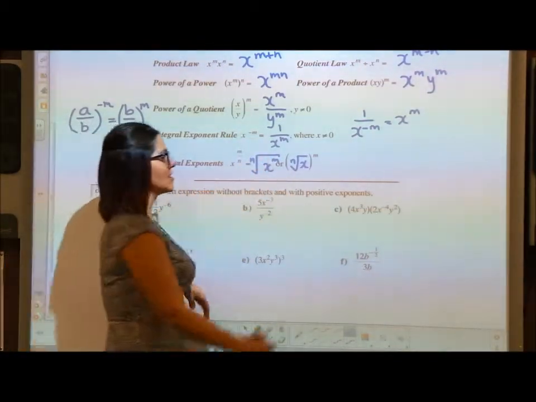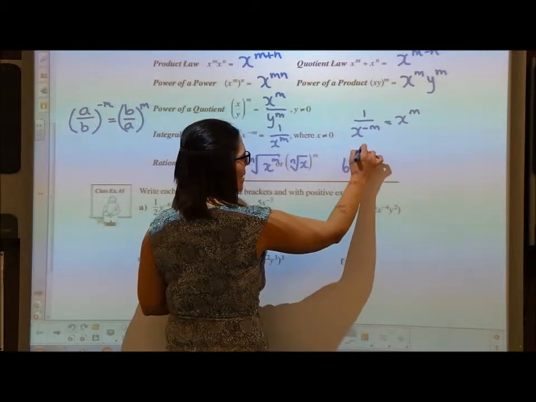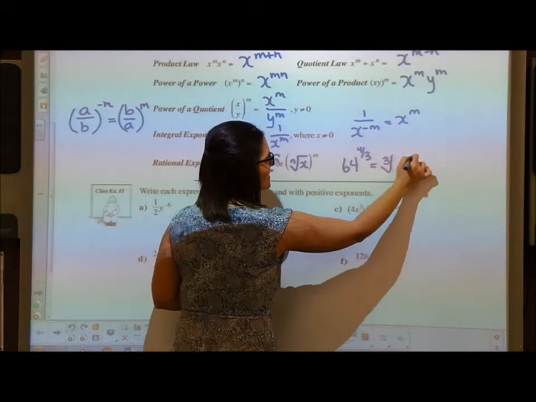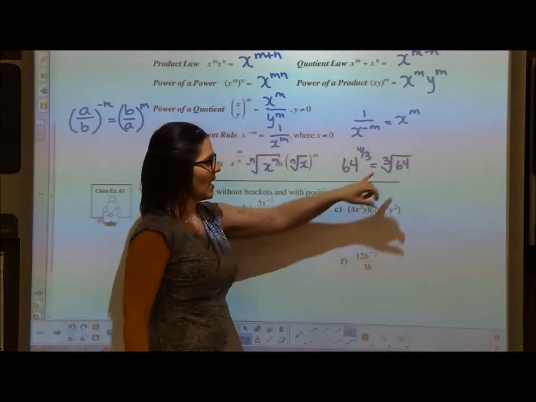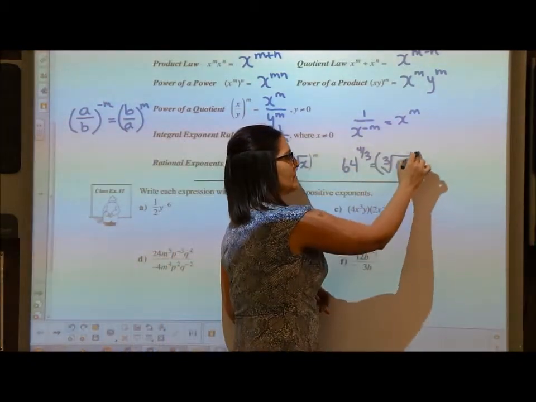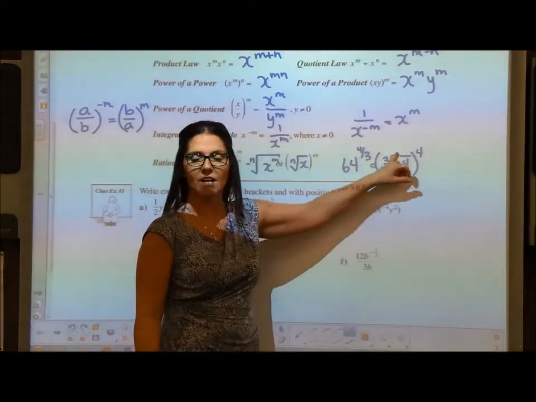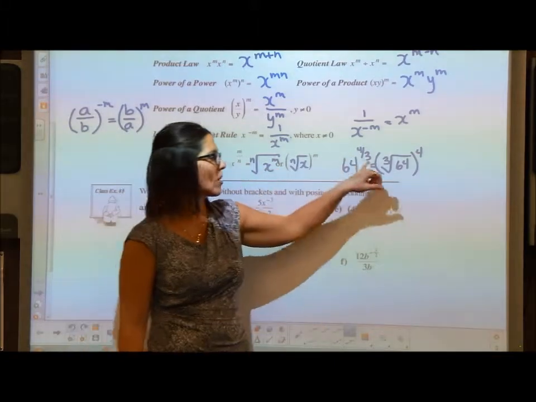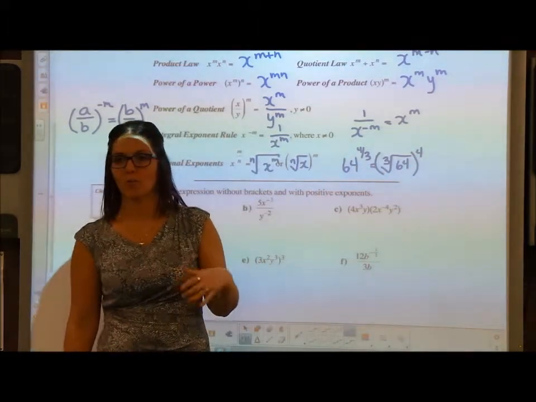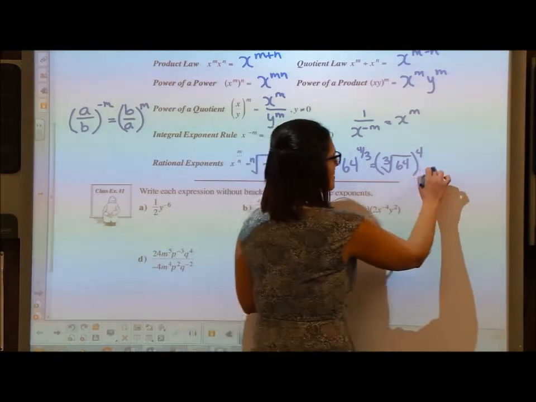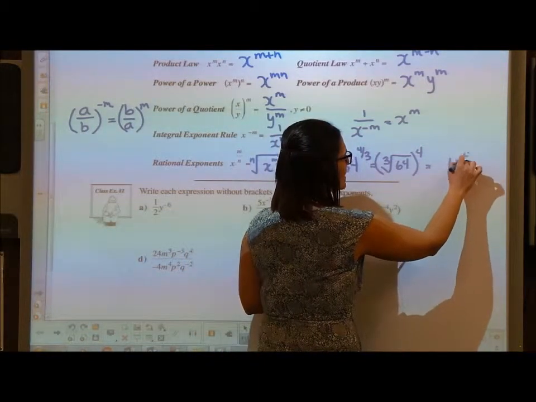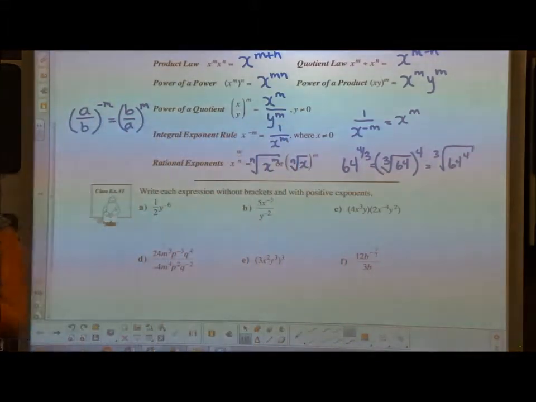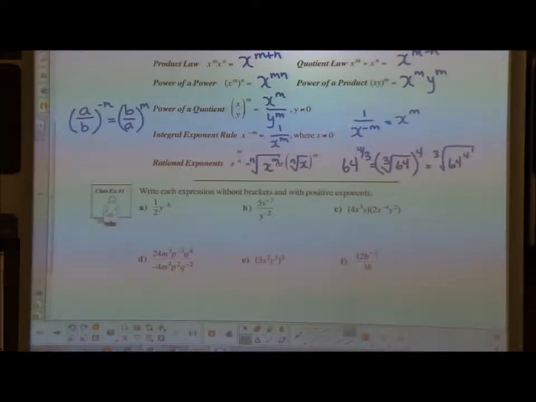And the reason for that is if I had something like 64 to the power of 4/3, which becomes the cubed root of 64 to the power of 4, because I can do this calculation myself. The cubed root of 64 is 4, and then I can raise it to the power of 4, which is easier than taking 64 and raising it to the power of 4 and then trying to take its cubed root. But either way, they're still correct.